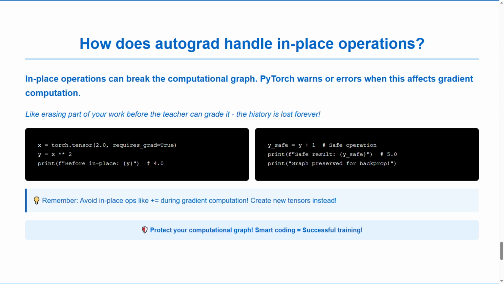Remember, avoid in-place ops during gradient computation. Create new tensors instead. Protect your computational graph. Smart coding equals successful training. Summary. Avoid in-place operations during gradient computation to preserve the computational graph.